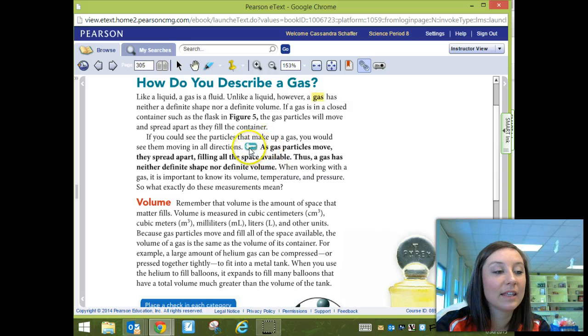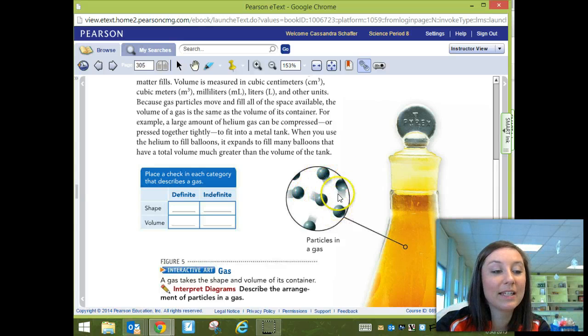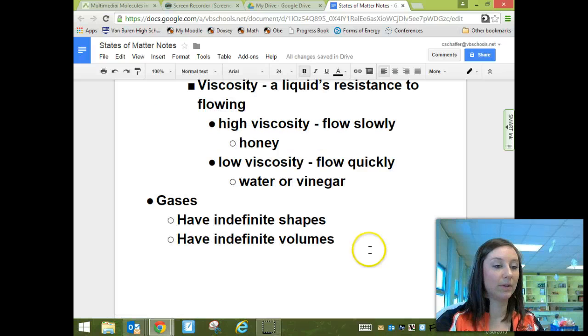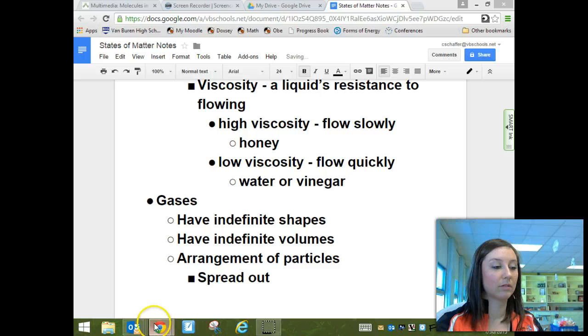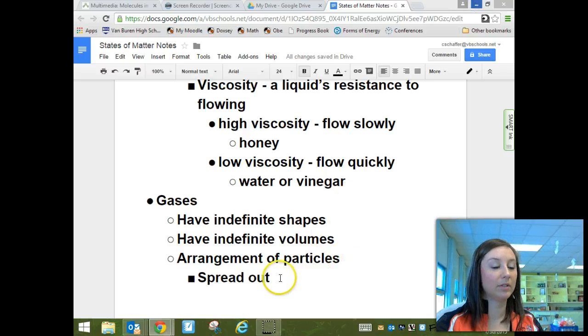So let's add that key phrase here: gas particles move. Okay, so they spread apart. They fill all available space. And one piece of information that they leave out here, you can kind of tell by the trails they're leaving behind, is that they're moving the fastest of the 3 states of matter. So, arrangement of particles: spread out. How they spread apart, filling all available spaces.